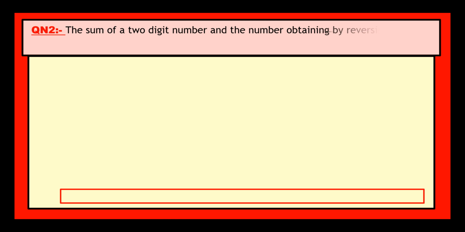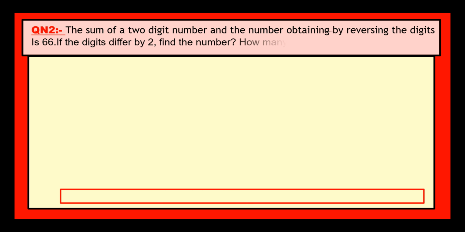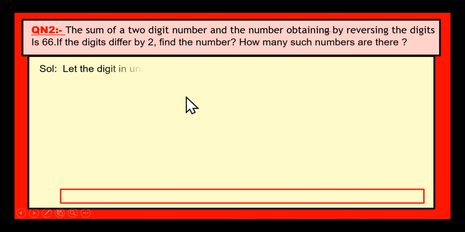Now you may see question number 2. The sum of a 2-digit number and the number obtained by reversing the digits is 66. And if the digits differ by 2, find the number. And how many such numbers are there? I shall repeat the question. The sum of a 2-digit number and the number obtained by reversing the digits is 66. And if the digits differ by 2, find the number and how many such numbers are there. Look at the solution here.